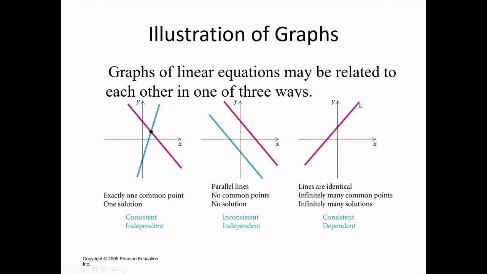They are consistent because, yes, they share points. Here we shared a point. Here we don't share points, so inconsistent. But they are dependent because every point here of one line depends on the same point in the other line, and there are infinitely many points on that line that are shared in common.